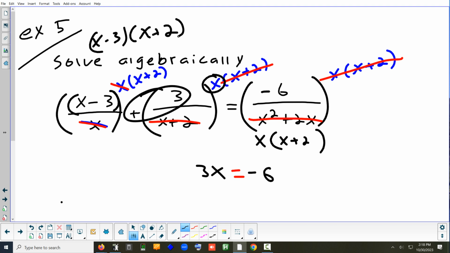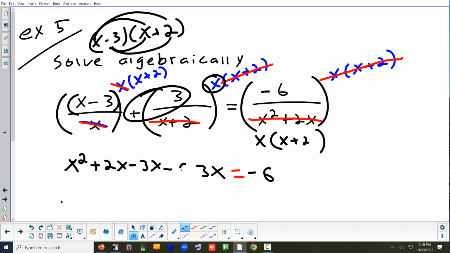Okay, so I'm going to do that kind of up here, and I'm going to write the answer. We have to FOIL. What's x times x? Just x squared. And then x times 2? 2x. X times -3? -3x. And then -3 times 2? -6. And then this is a plus, I should put the plus sign, plus 3x.